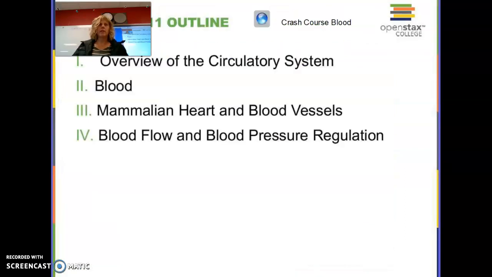our bodies to another. So we're going to talk about blood and what happens in that circulatory system. We're going to talk about the heart, blood vessels, veins and arteries, and so on, blood flow and blood pressure regulation, and how those occur. We'll mention homeostasis and how homeostasis is maintained in the circulatory system.